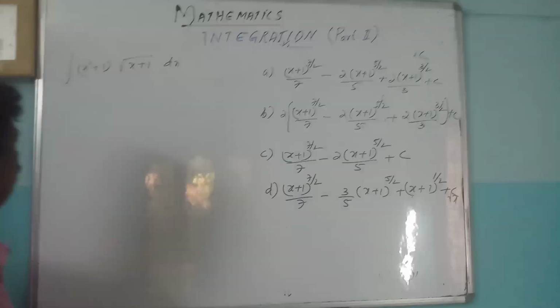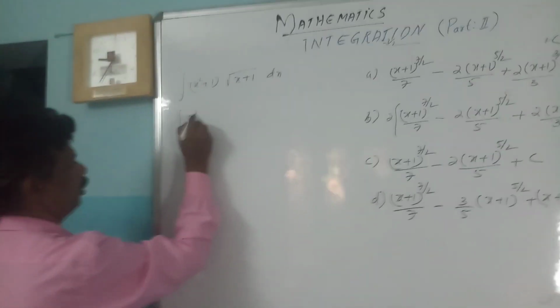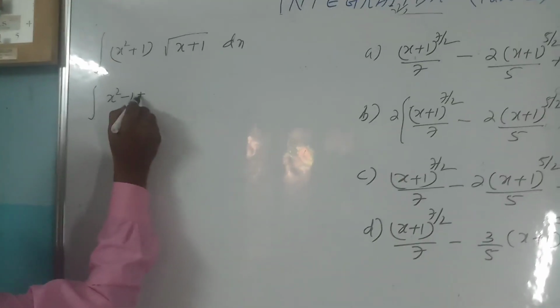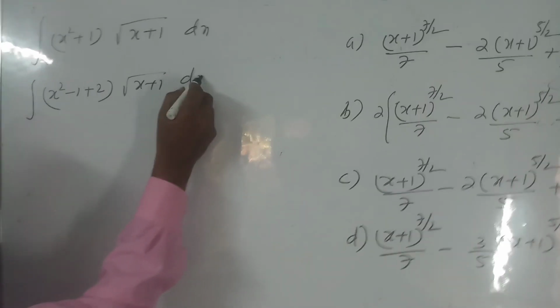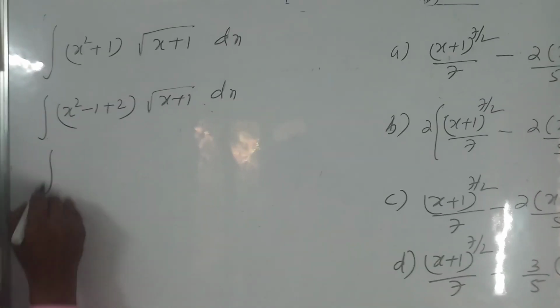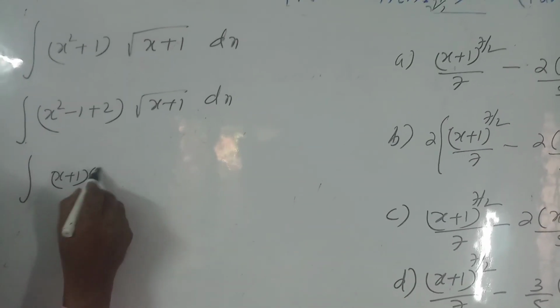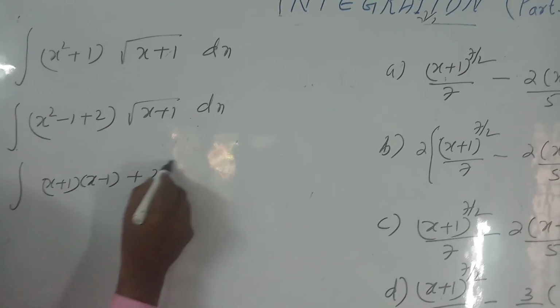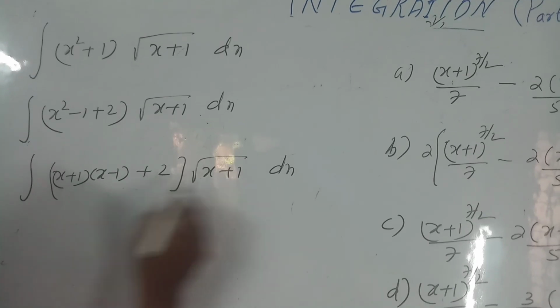Integral of (x² + 1) root of (x + 1) dx. This x² + 1 we can write as x² − 1 + 2, so (x² − 1 + 2) into root of (x + 1) dx. Okay, x² − 1 equals (x + 1)(x − 1), plus 2, into root of (x + 1) dx. Then open this bracket.